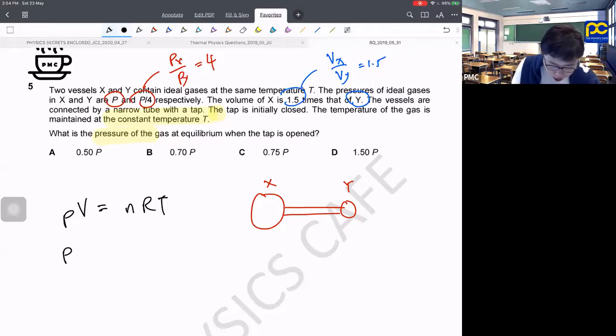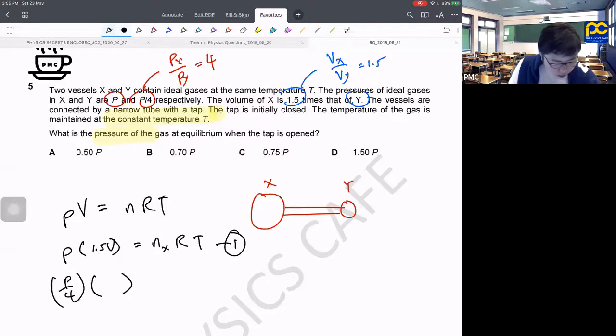Okay, the pressure, then the volume is 1.5 V. That's for X, and then the number of mole of X, and R, and the temperature is the same, so equation 1. And then the pressure will be different, it's P over 4. And then the volume for the cylinder Y will be just V. And then this is the number of mole Y, and this R, and this is T. T is the same, all right? So these are two equations.